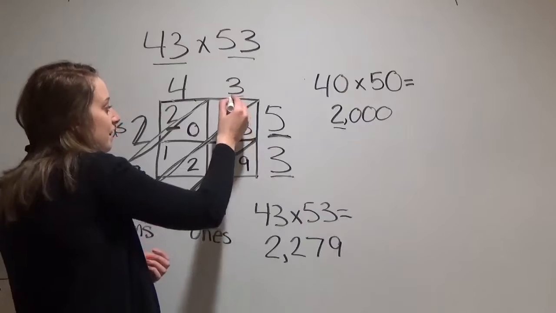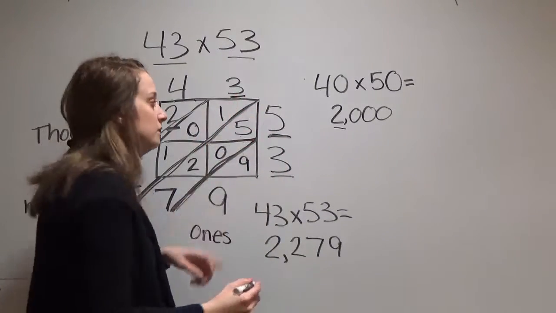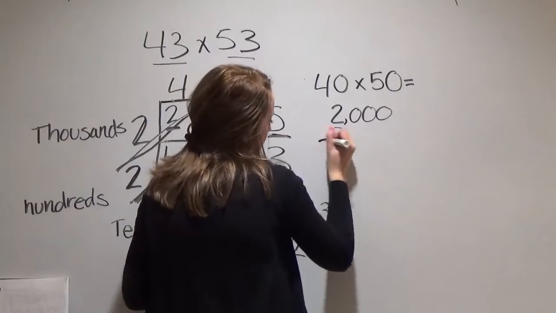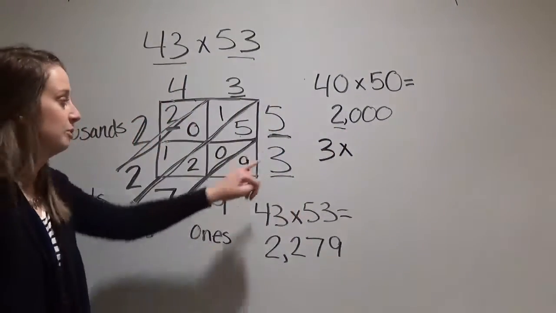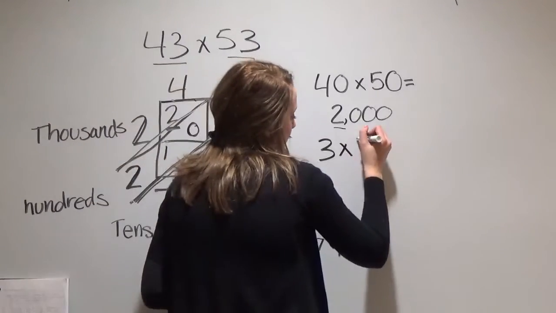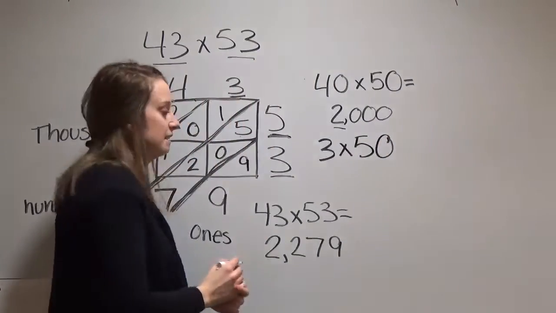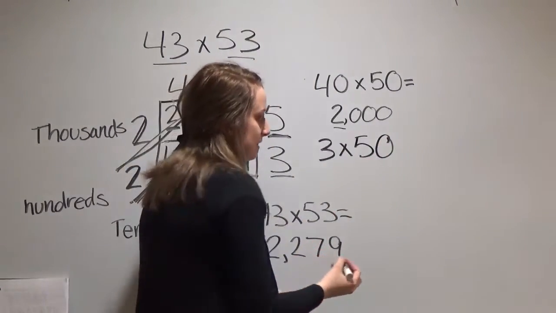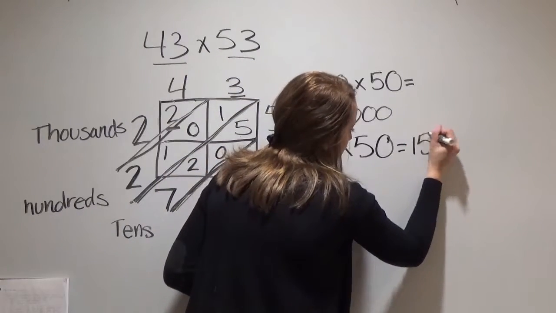When we multiply 3 times 5, the 3 is in the ones place, so it's just 3. The 5 is in the tens place, so it's really 5 tens to make up our 53, so that's 50. So 3 times 50, we can do this really easily by 3 times 5 equals 15, put a 0 at the end, equals 150.